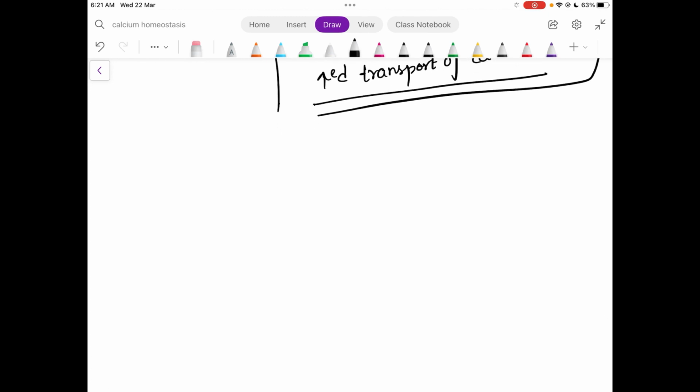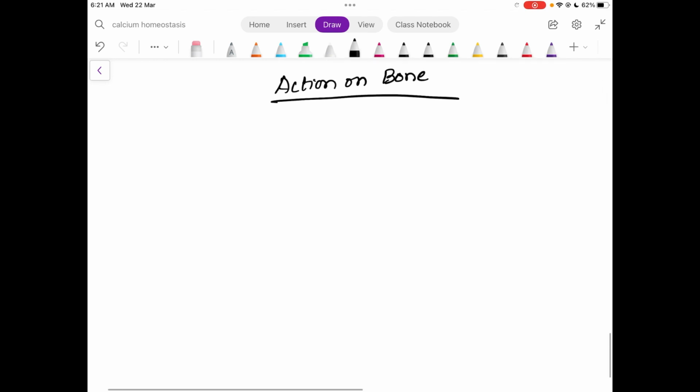Next, we'll see action on bone. Action on bone. What will happen here?